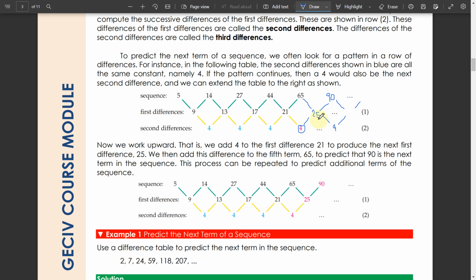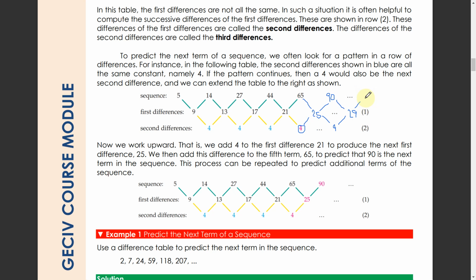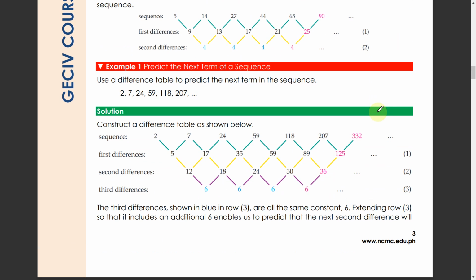We have 4, so we just add, no? 25 plus 4 is 29. Then we add 29 plus 90 to get the next term. So 29 plus 90 is 119. So the next term is 119. Okay, so that is 1, 2, 3, 4, 5, 6, 7. So that is the seventh term, no? The seventh term is 119. So let us have another example.